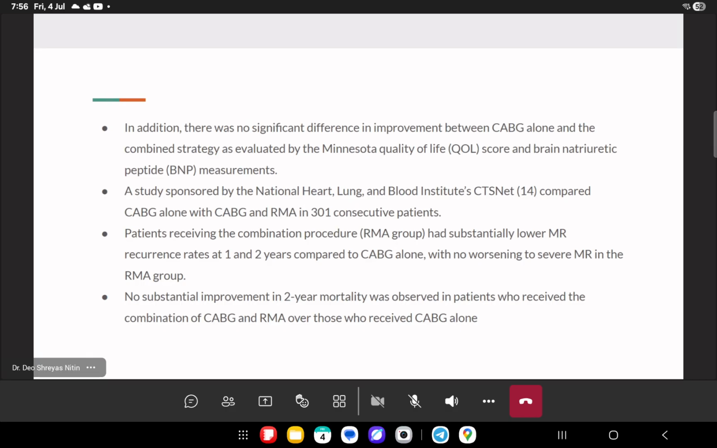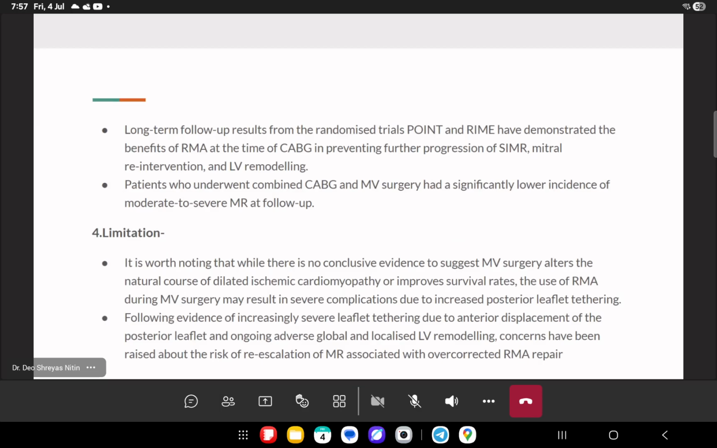Long-term follow-up results from the randomized trials POINT and RIME have demonstrated benefits of restricted mitral annuloplasty at the time of CABG in preventing further progression of secondary ischemic mitral regurgitation, mitral reintervention, and LV remodeling. Patients who underwent combined CABG with mitral valve surgery had significantly lower incidence of moderate to severe MR at follow-up.